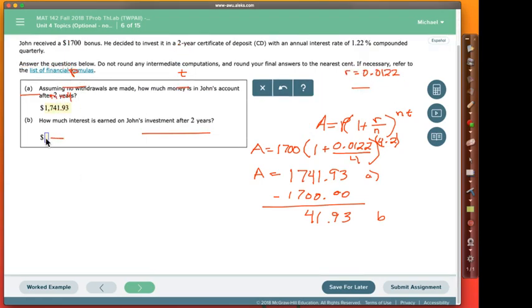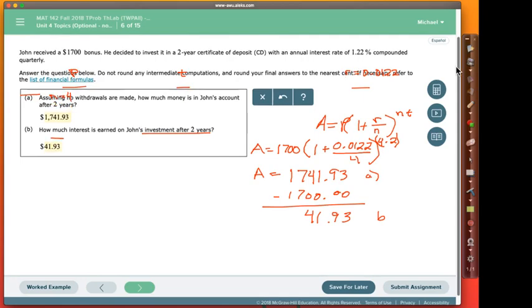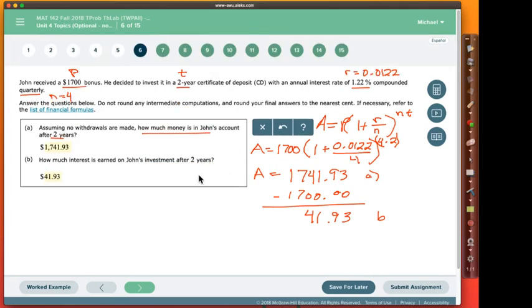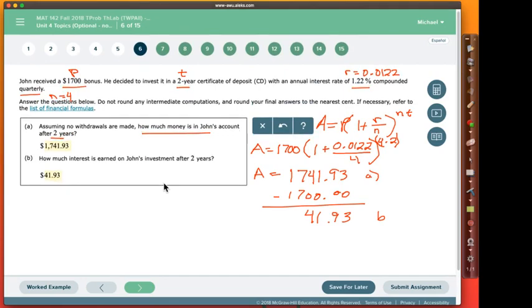Then the interest itself is just $41.93. Let's see. How did I do that? There we go. It's back. Okay, so that's question number 6, our first delving into compound interest.